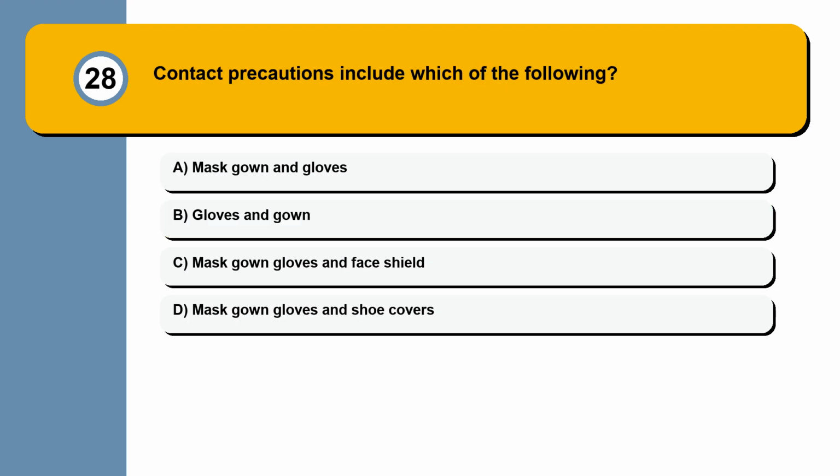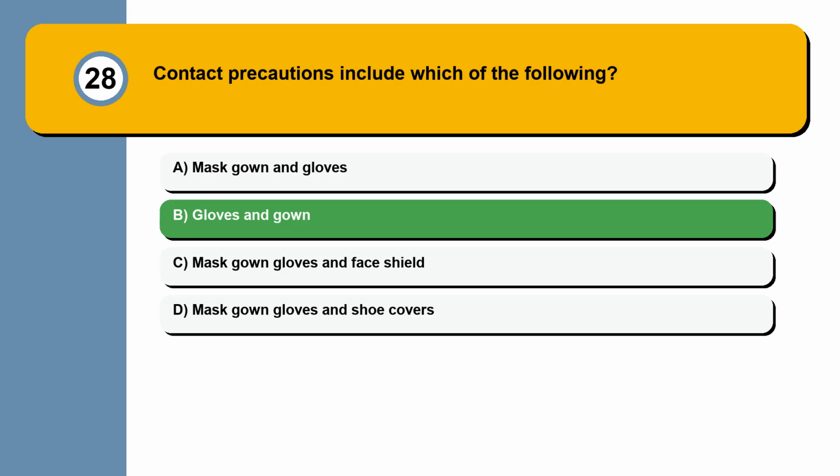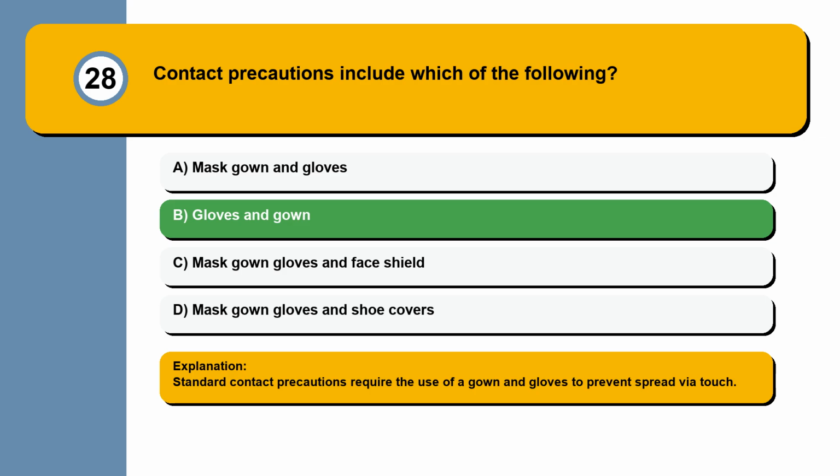Question 28. Contact precautions include which of the following? Mask, gown and gloves; gloves and gown; mask, gown, gloves and face shield; mask, gown, gloves and shoe covers. Standard contact precautions require the use of a gown and gloves to prevent spread via touch.